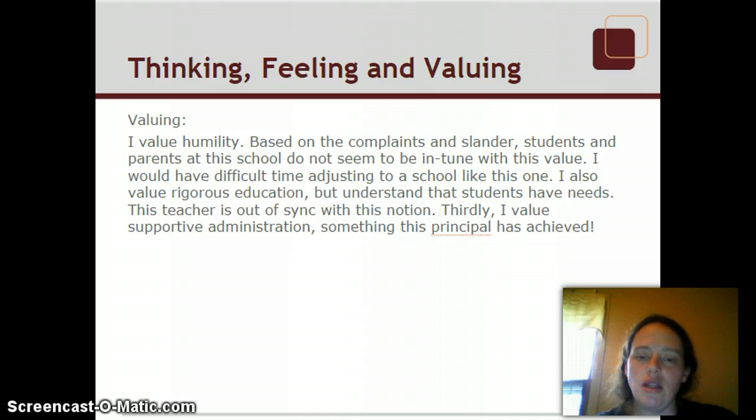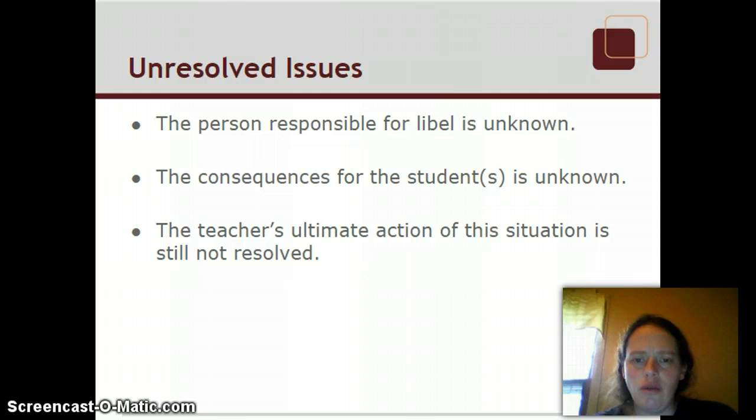I also value a rigorous education, but understand that students have needs too, and the teacher is obviously out of sync with that need. Thirdly, I value a supportive administration, and I think that this is something that this principal has achieved. The unresolved issues in this case are that the person who's responsible for libel is unknown. The consequences for the student are also unknown, and the teacher's ultimate action from this situation is not resolved, and we will not know what her final action will be yet.